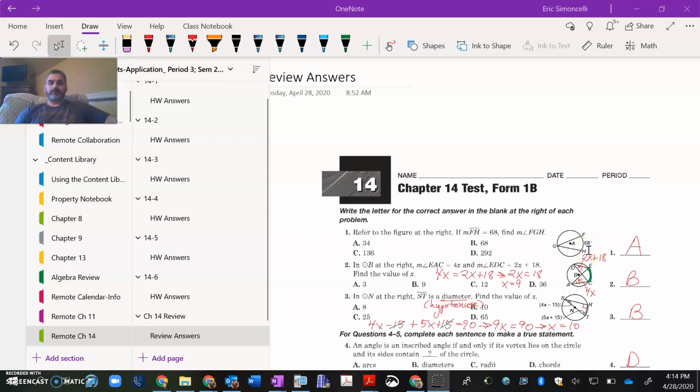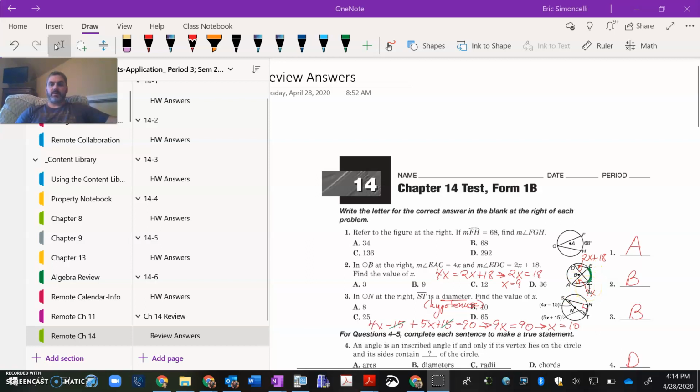Number two, in circle B at the right, the measure of angle EAC is equal to 4x, and the measure of angle EDC is 2x plus 18. Find the value of x. In this picture, you can see I've already marked up arc EC in green. That's to highlight the fact that angle EDC and EAC must be congruent, because the arc is created by both of those respective inscribed angles.